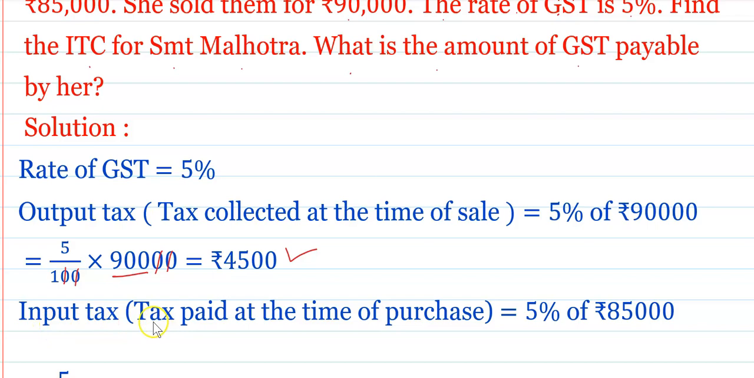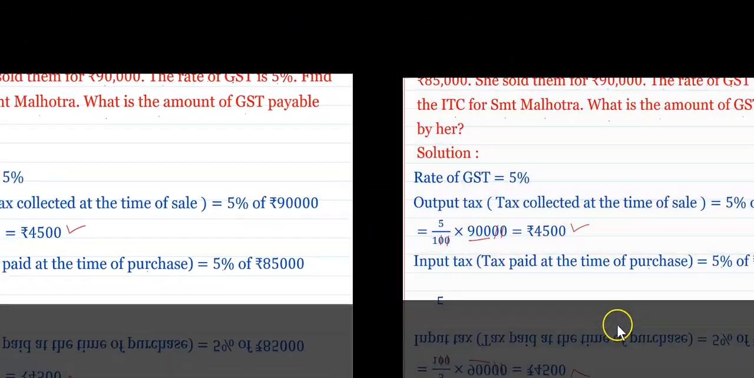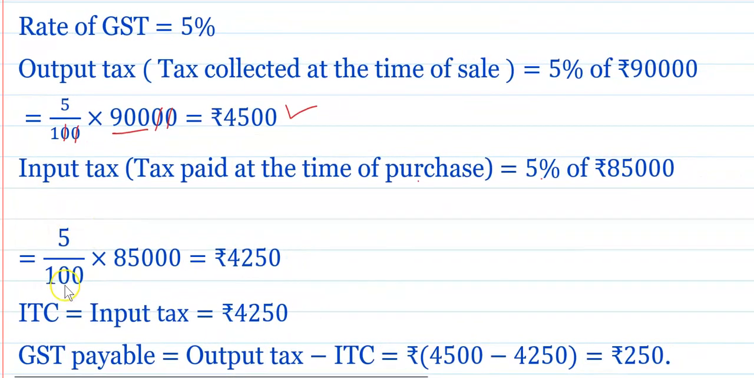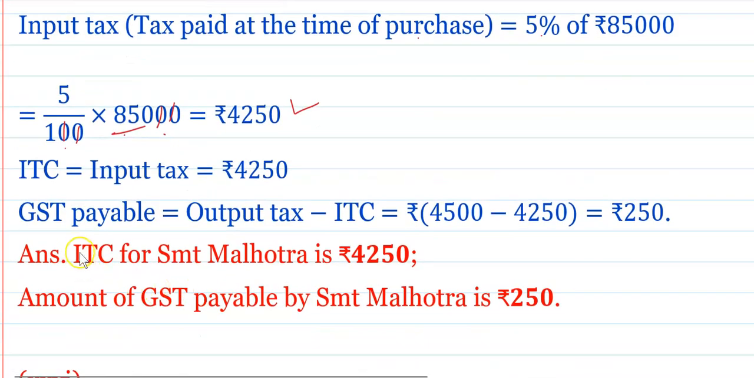Input tax. Tax paid at the time of purchase, 5% of rupees 85,000, 5 upon 100 into 85,000. Again these two zeros get cancelled. 850 into 5, you will get 4,250. This is ITC, means what? Input tax. GST payable किती असणार?